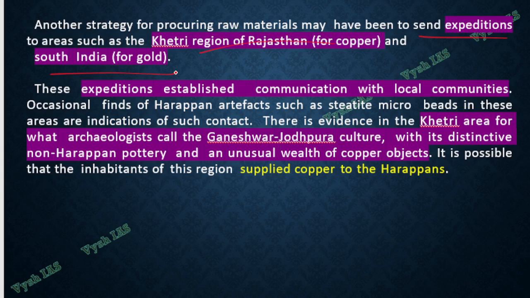Now, these expeditions established communication with local communities. The Khetri area, I told you, is the Rajasthan copper area. There is a culture called the Ganeshwar Jodhpura culture. This came in a very recent prelims, I think 2022 prelims or something. So it has a kind of difference: non-Harappan pottery and an unusual wealth of copper objects. So it is possible the Harappan people got a lot of copper from this Ganeshwar Jodhpura culture, which is in the Khetri area of Rajasthan. I hope you are making notes of these things.